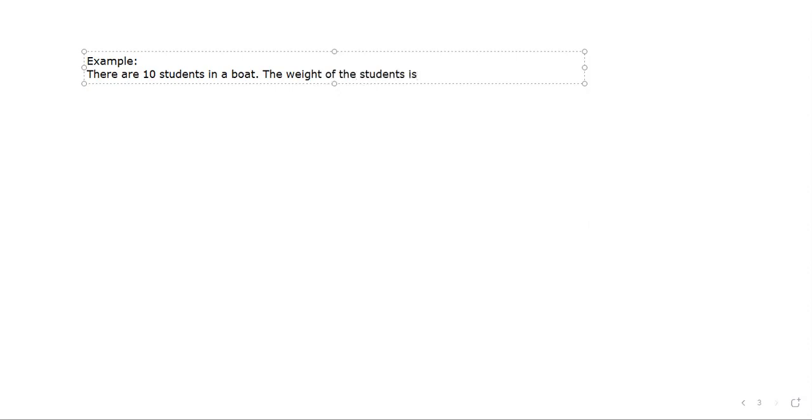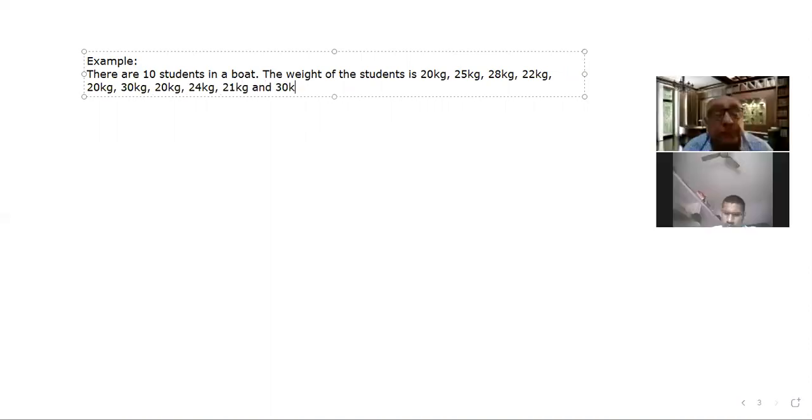There is a 20 kg, 25 kg, 20 kg, 25 kg, right? That is the 28 kg, 22 kg, right? 22 kg, 20 kg, okay, 20 kg, 30 kg, 20 kg, 30 kg, 20 kg, right? That is there, 24 kg, 24 kg, 21 kg, and 30 kg respectively, right? 21 kg and 30 kg respectively. So this is the weight of the students.